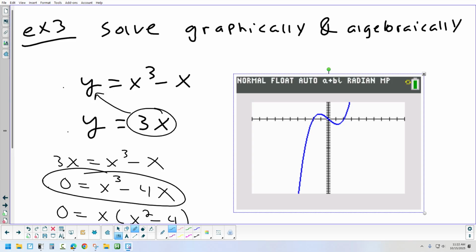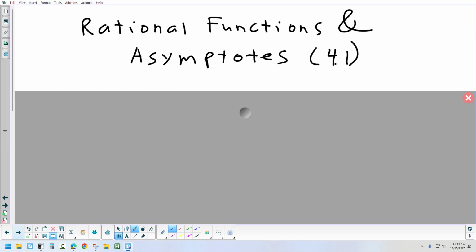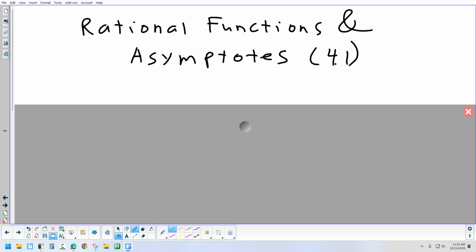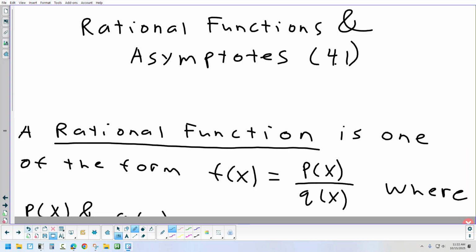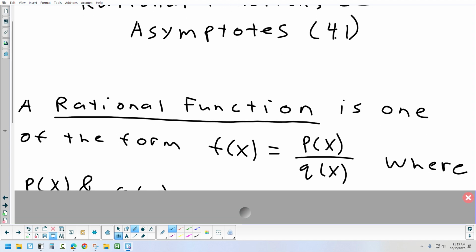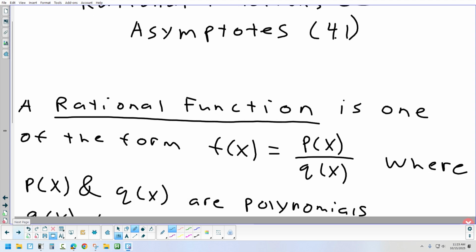Okay, so that's it for 3.7. So now we'll spend the rest of the time on 4.1. So in 4.1, we still need to know all the stuff we did in chapter 3. It builds on that. So we're going to be looking at rational functions. Rational functions are functions that are fractions, where the top and the bottom are polynomials.